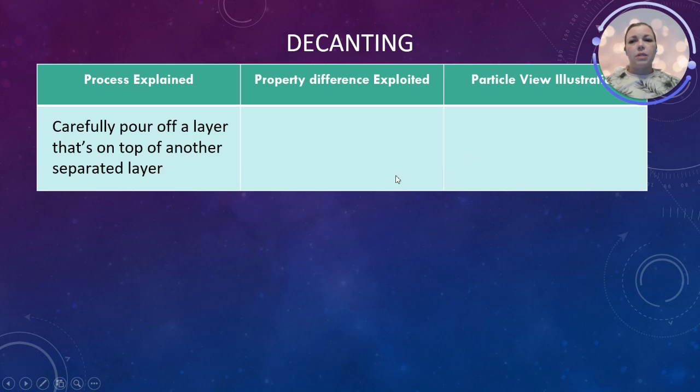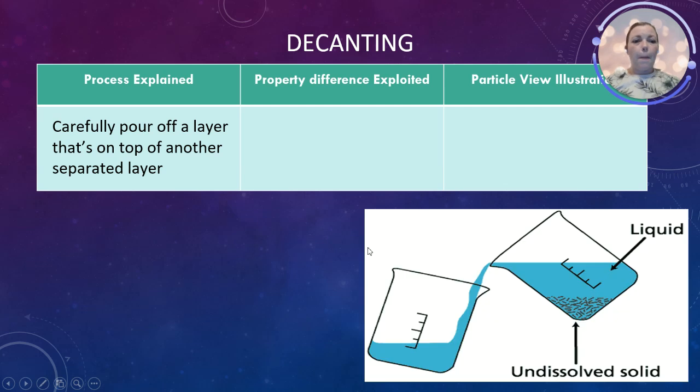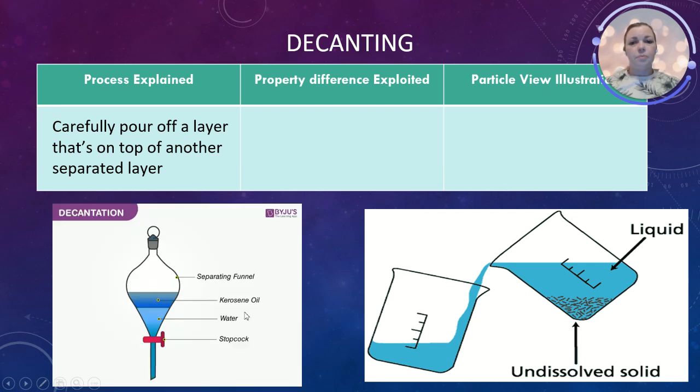So the first one we're going to talk about is decanting. When you have decanting, you carefully pour off a layer that's on top of another separated layer. Now, this can look at a couple different things. A really common one is if you have a liquid and an undissolved solid, you might pour off the liquid and leave behind the solid. And you could be collecting either one here. Maybe you're trying to collect the solid or maybe you're trying to collect the liquid.